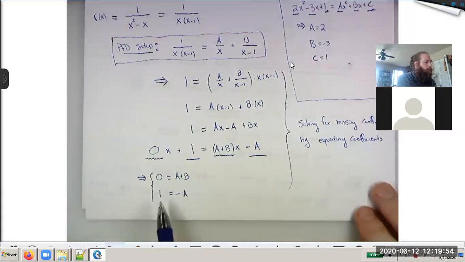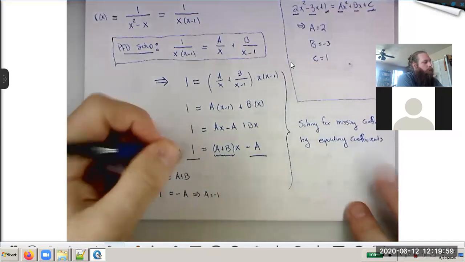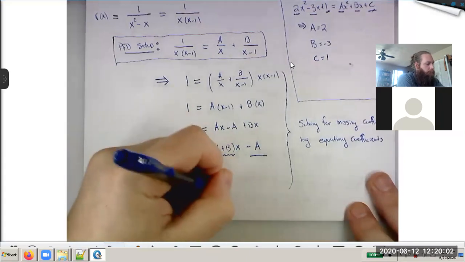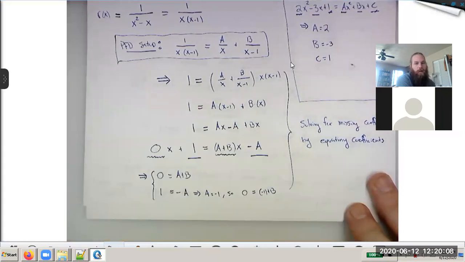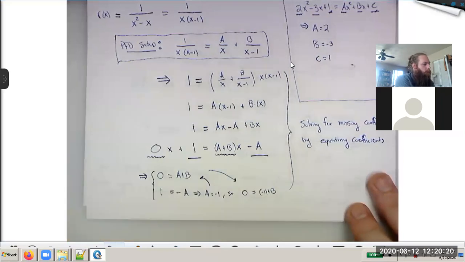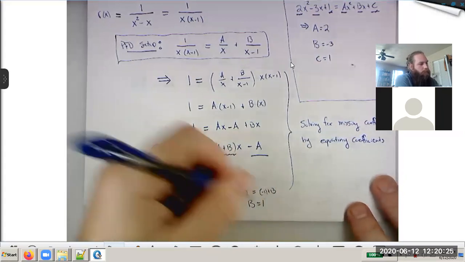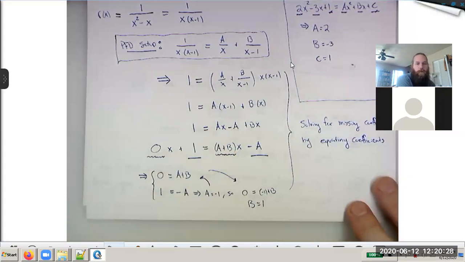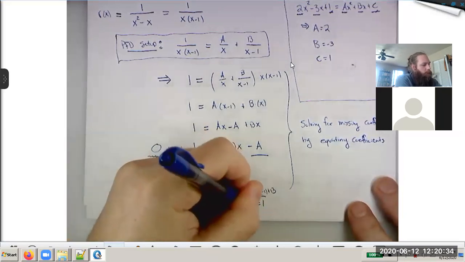Let's finish it up. This tells me a is equal to negative 1, which I can put back in here. My second equation, 1 equals negative a, tells me a is negative 1. So I plug that back in here, and I get 0 equals negative 1 plus b. That means b is equal to 1. So I found my two missing coefficients. a is negative 1, and b is equal to 1.